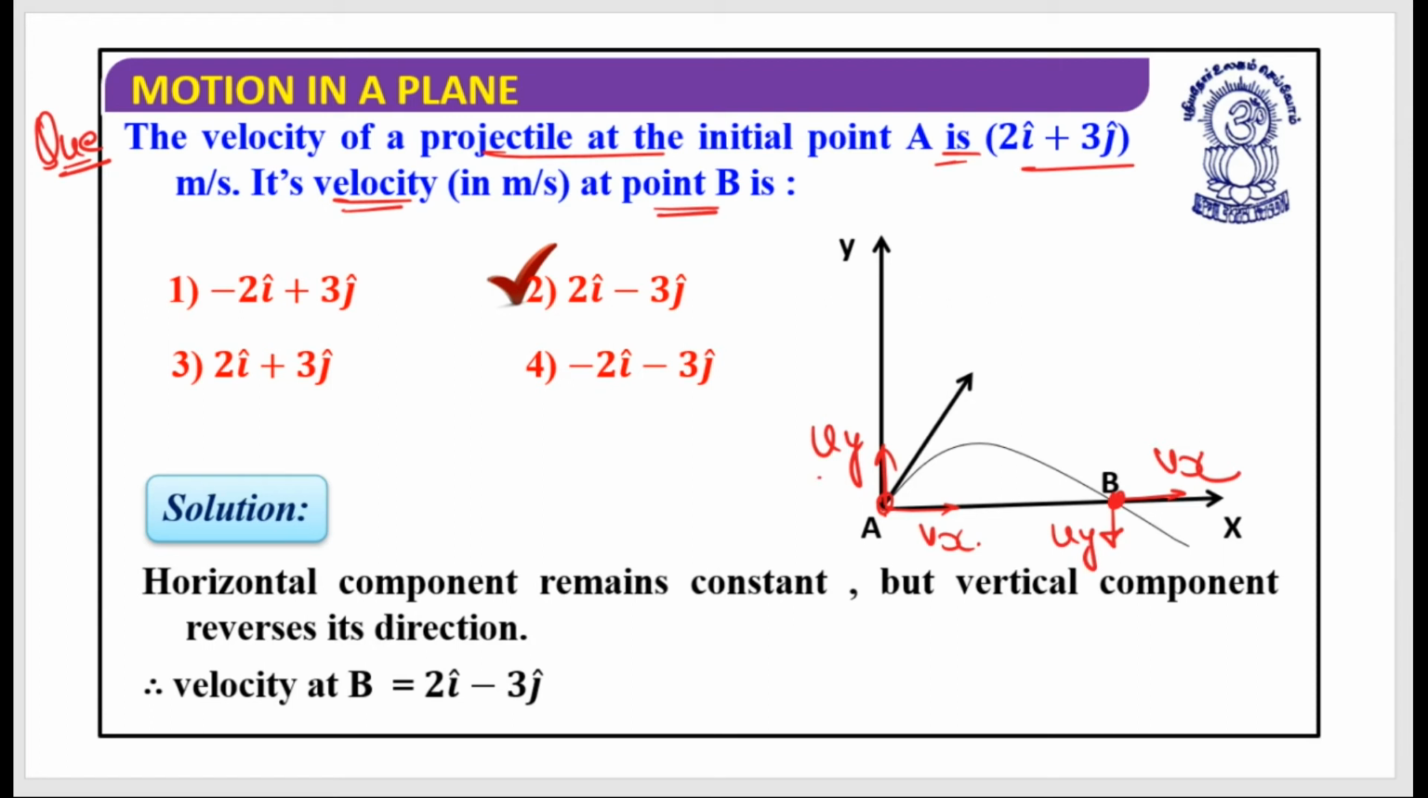The difference is that this Uy was positive, and this Vy would be negative. But ux, or you can say vx, remains the same. So the horizontal component will remain 2, the vertical component will remain 3 in magnitude, but as it is in the negative y direction, it should be minus 3. So it's 2i minus 3j. That's it. Yes, got it? Are you sure?